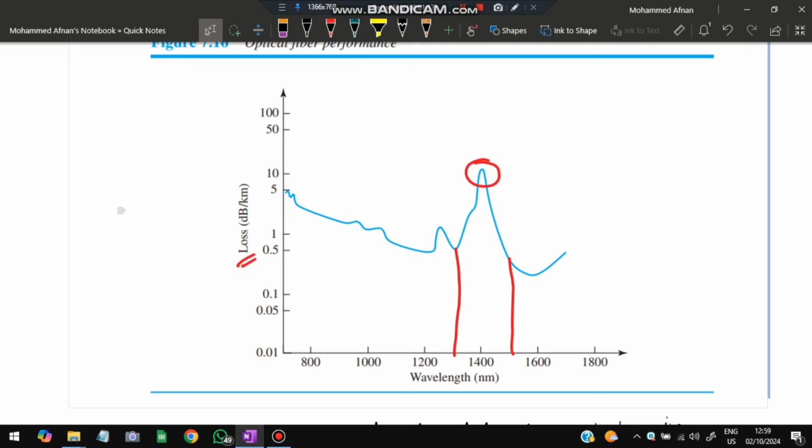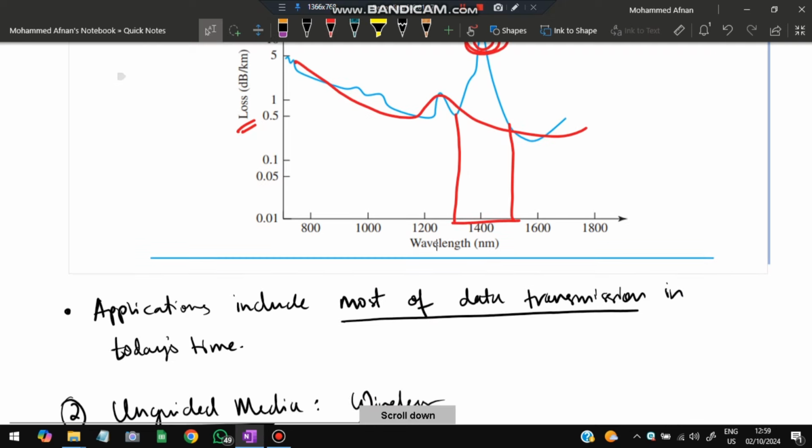Okay, so there is a loss at this point. Otherwise it is fine. The loss is manageable, but in between these wavelengths it is a very high loss. The reason is not given. I'm also not sure. You can research it to know more information about it.